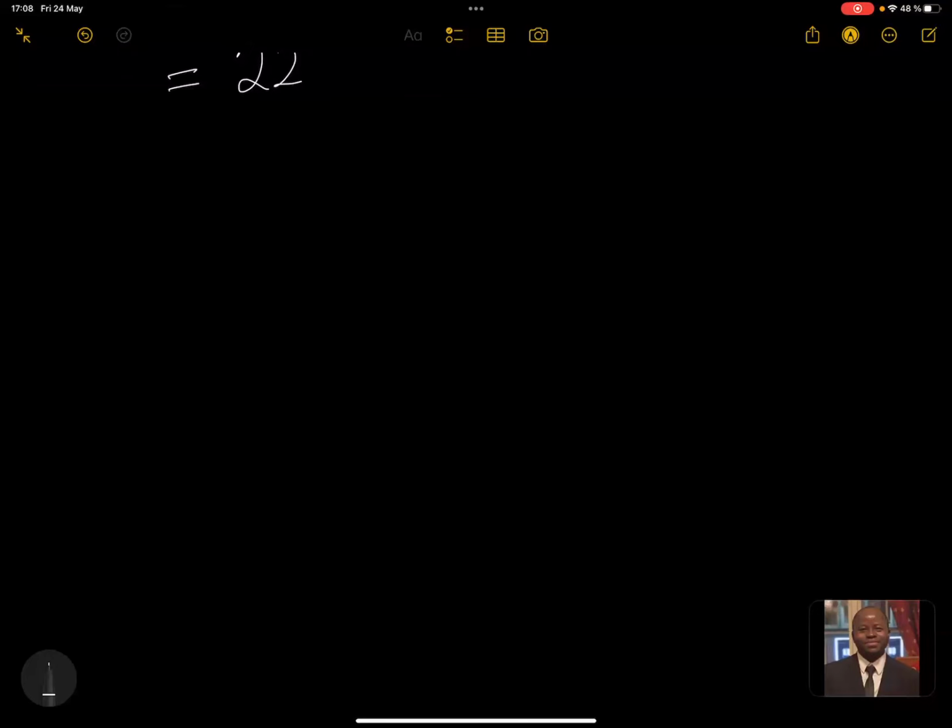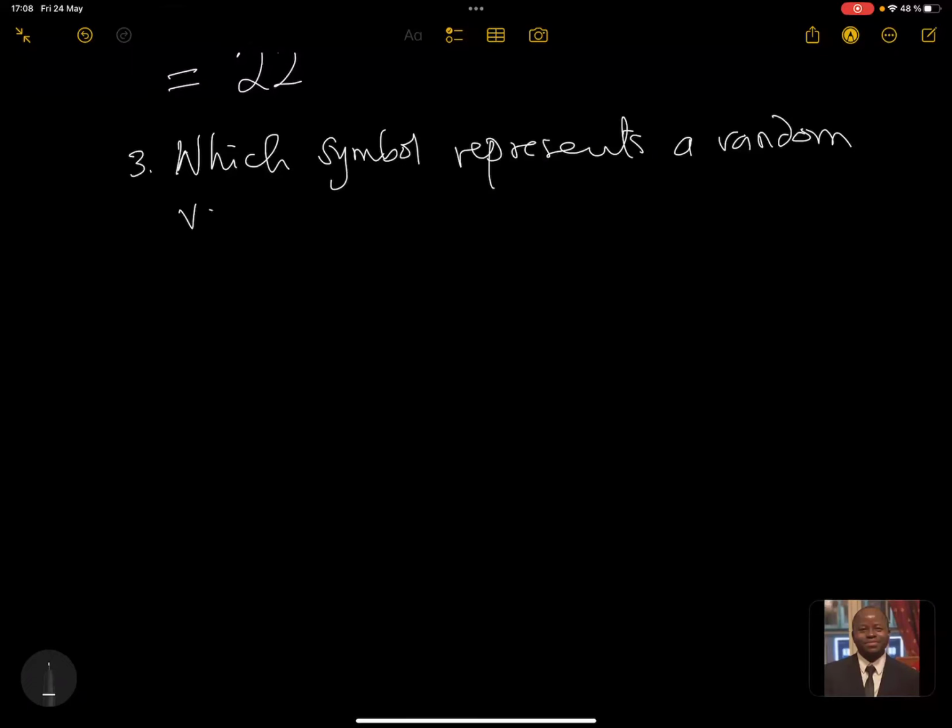The question 3. This one is a very simple and takeaway question that says random variable. I think I should write the question. That's question 3. Which symbol represents a random variable?